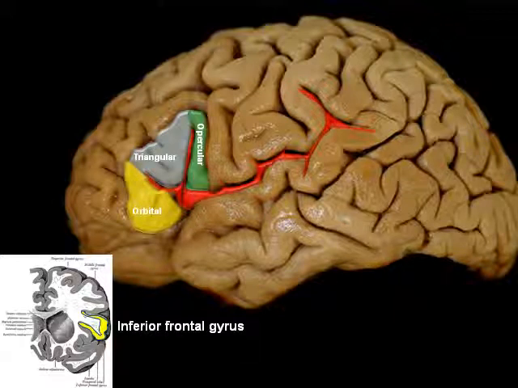The left inferior frontal gyrus is, as a rule, more highly developed than the right, and is named the gyrus of Broca, from the fact that Broca described it as the center for articulate speech.